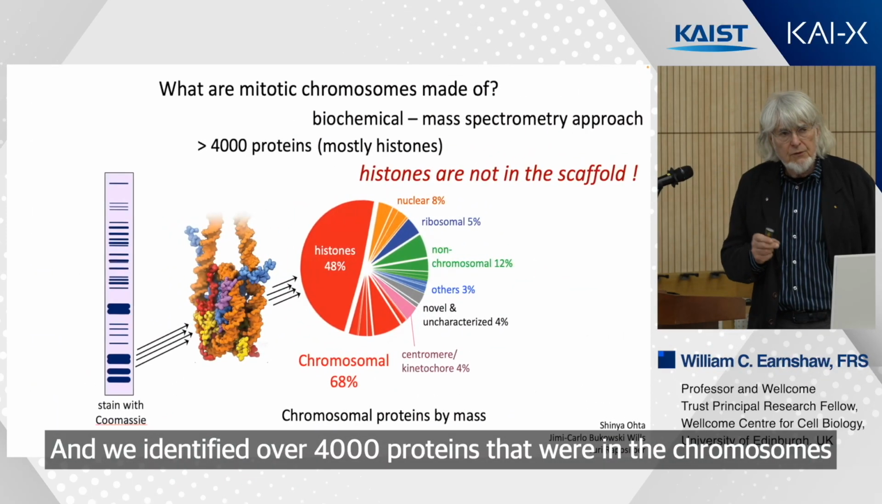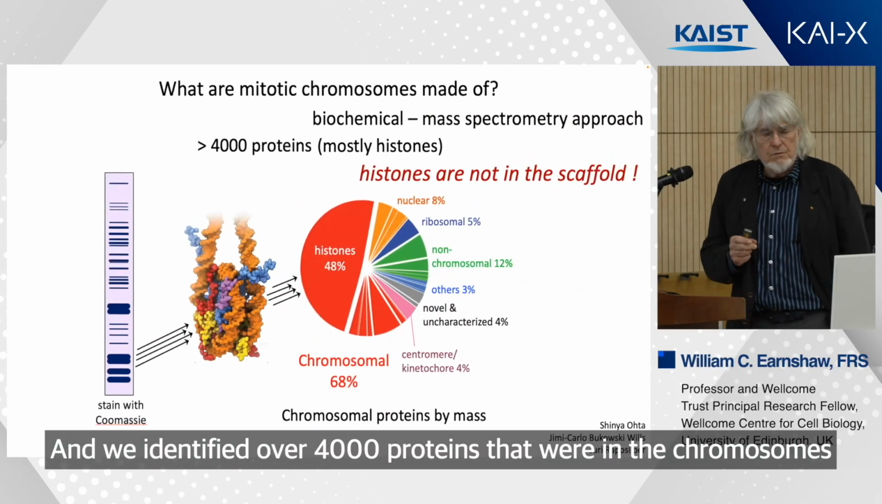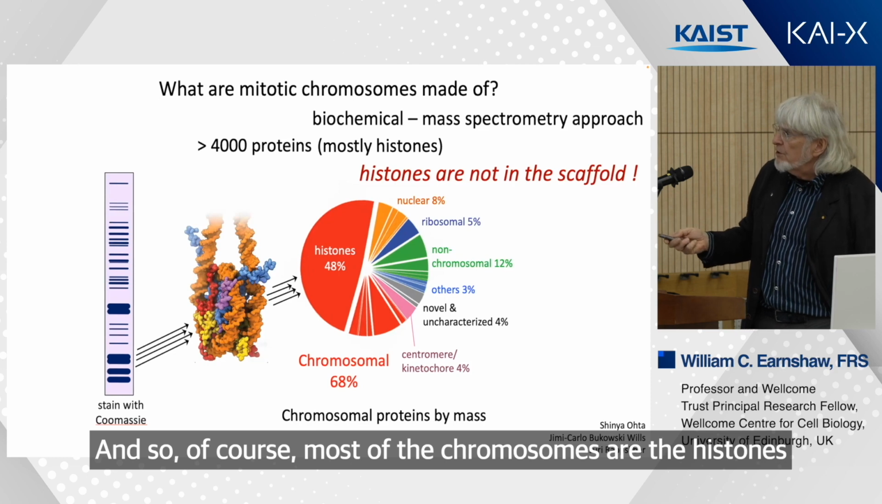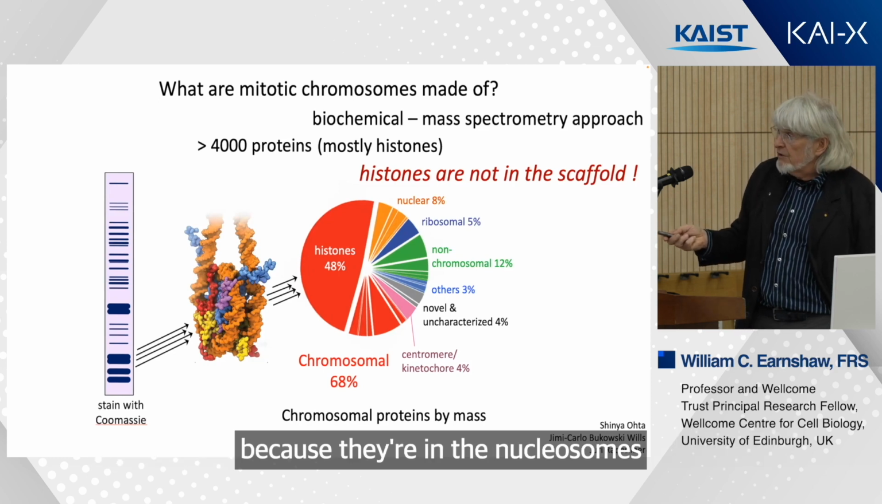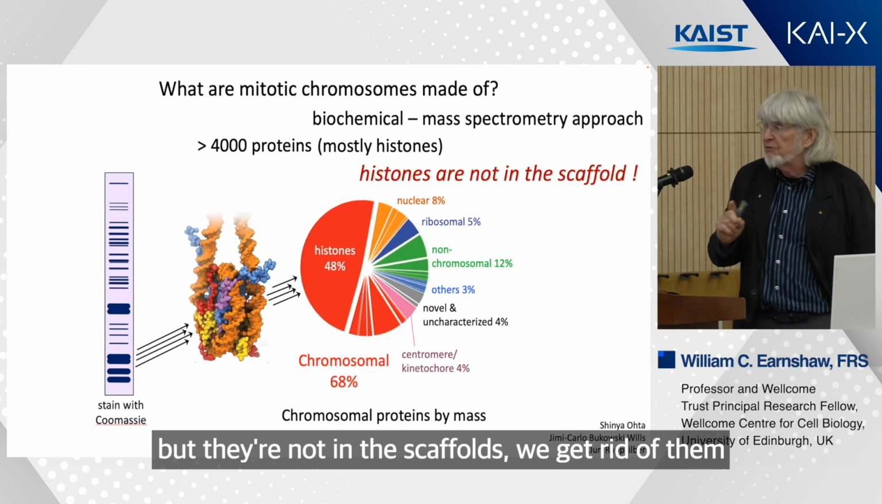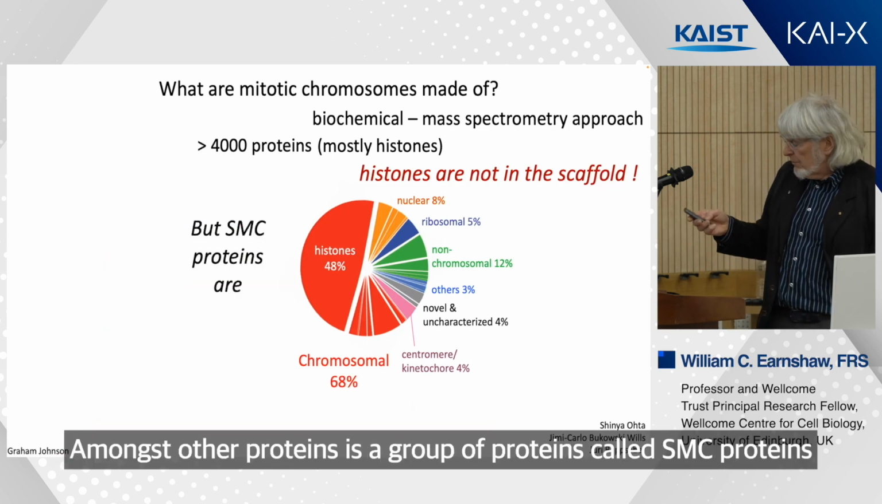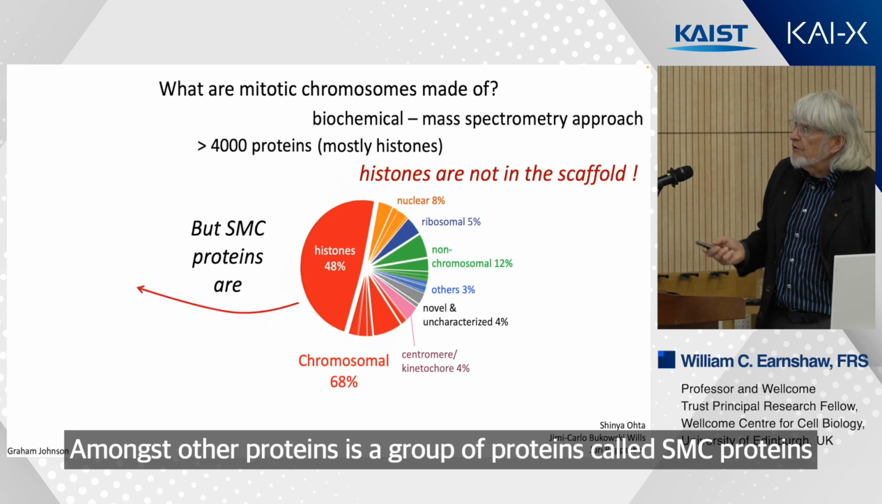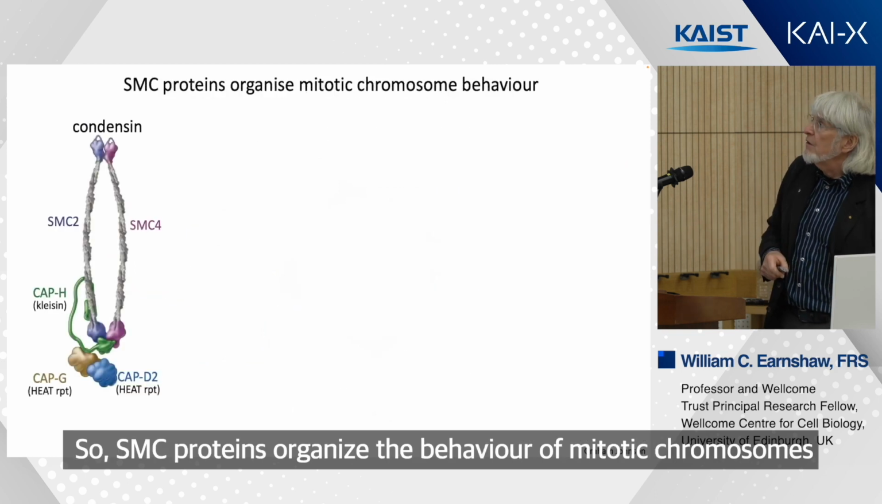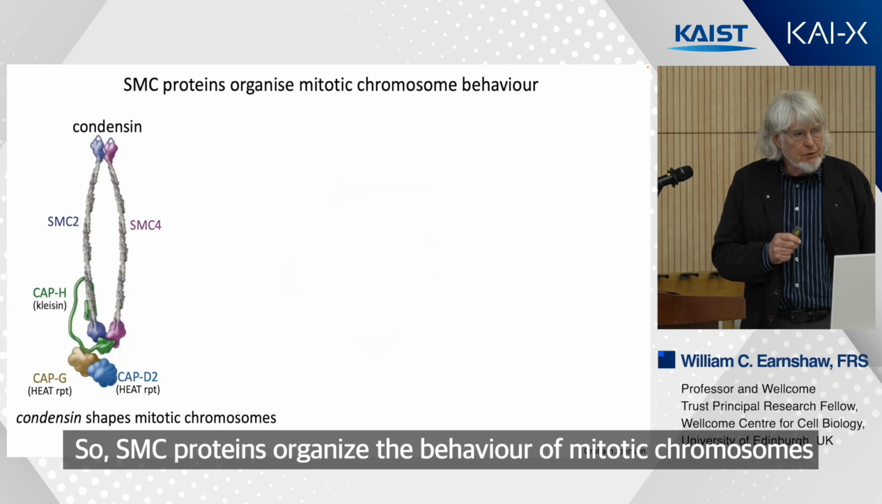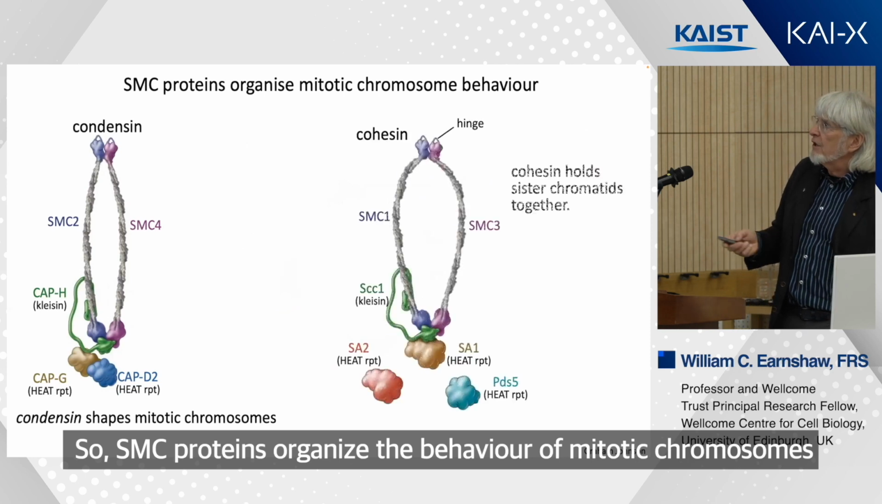And we identified over 4,000 proteins that were in the chromosomes. Of course, most of the chromosome is the histones because they're in the nucleosomes, but they're not in the scaffold. We get rid of them. So what is in the scaffold, amongst other proteins, is a group of proteins called SMC proteins. SMC proteins organize the behavior of mitotic chromosomes.